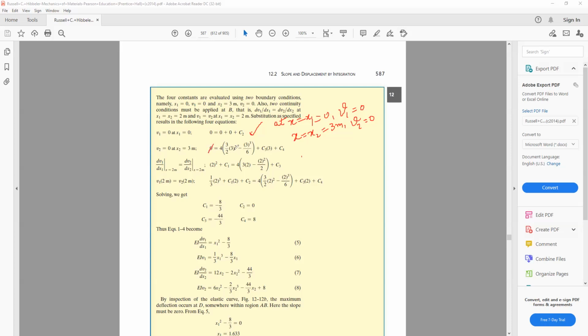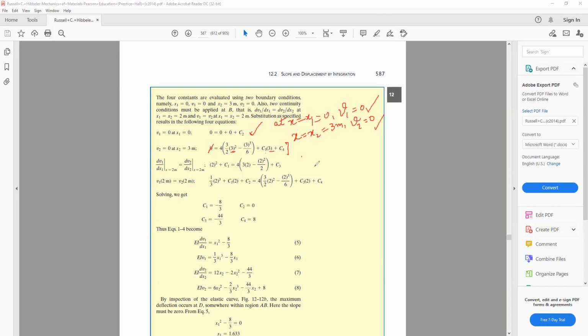This is 4 times 3 by 2 x2 cube. In place of x2 we write 3, so we get the equation in terms of C3 and C4. That is the second boundary condition that we are writing. Now, what is very important for us is one more boundary condition. So we have got one boundary condition, this, and the second boundary condition, this.